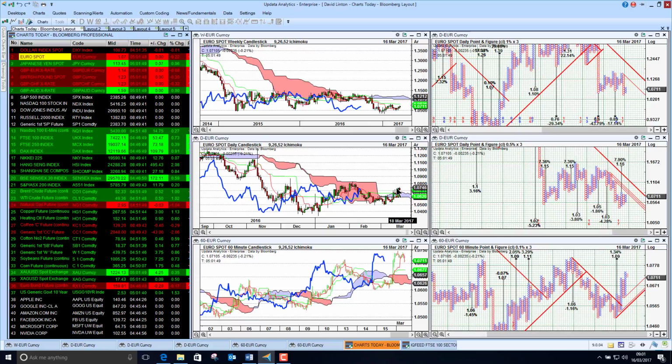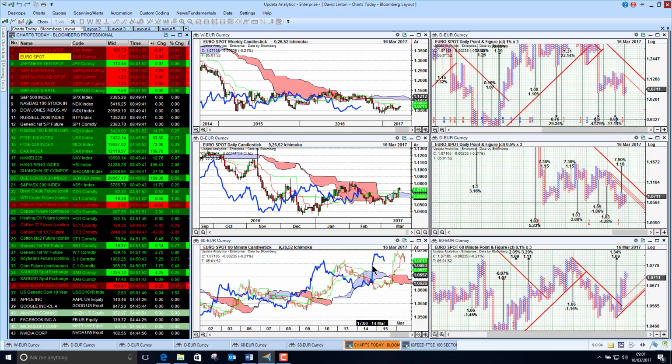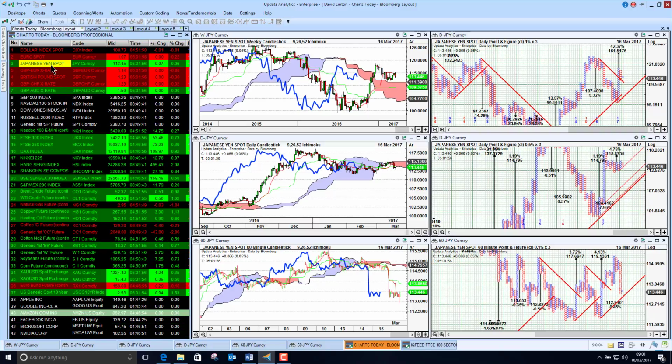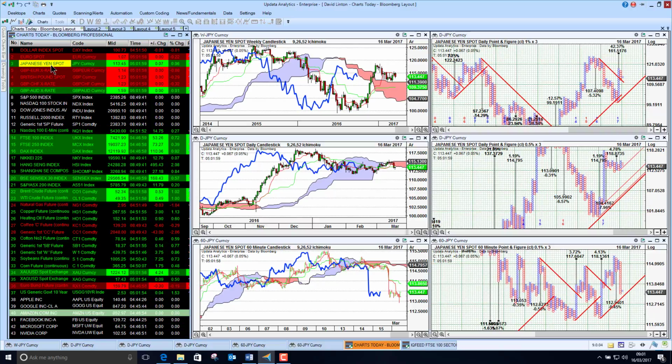Interesting, the euro is just building through the cloud here. Dutch election results also having a positive effect there on the euro too. The yen strengthening, so we're just seeing the dollar falling there as well.